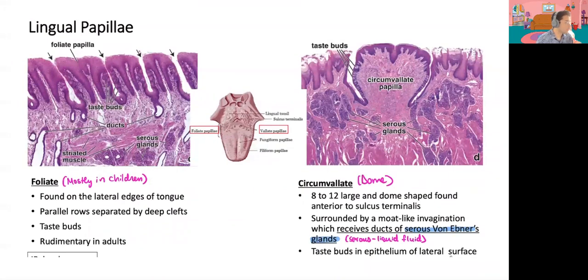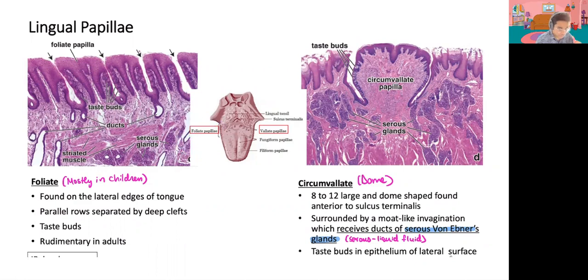Now the foliate papillae. I like to think back to when you were learning about folate. Foliate and folate sound very similar. It's mostly found in children and is very rudimentary in adults. It semi-degenerates, and it's found in the periphery, like right here on the side of the tongue.